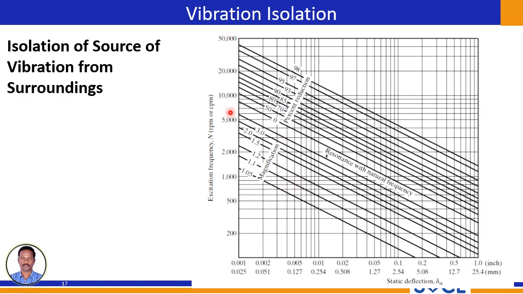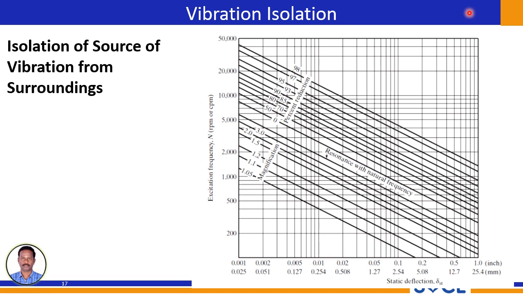This chart is a powerful tool for designing vibration isolation systems. It relates the excitation frequency, static deflection, and the resulting performance in terms of magnification or percentage reduction. The chart plots excitation frequency N in revolutions per minute or cycles per minute on the vertical axis, static deflection, that is del static, on the horizontal axis. We have two scales for static deflection, inches on the top and millimeters on the bottom.